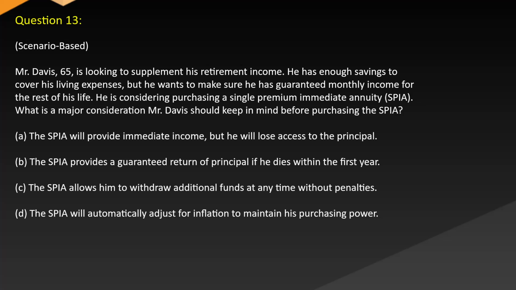A. The SPIA will provide immediate income, but he will lose access to the principal. B. The SPIA provides a guaranteed return of principal if he dies within the first year. C. The SPIA allows him to withdraw additional funds at any time without penalties. D. The SPIA will automatically adjust for inflation to maintain his purchasing power.